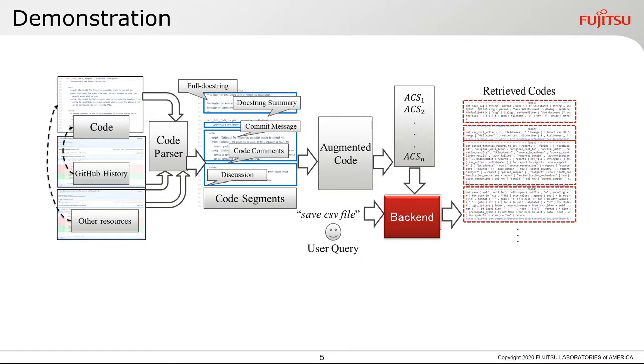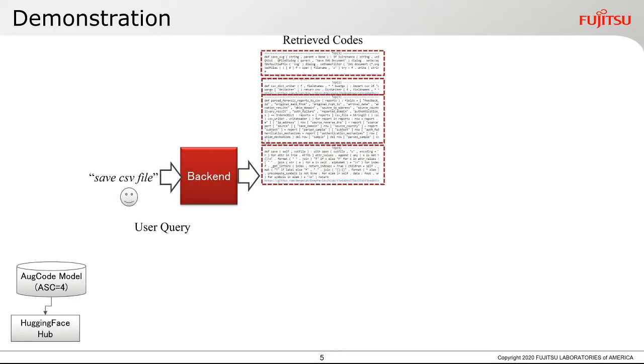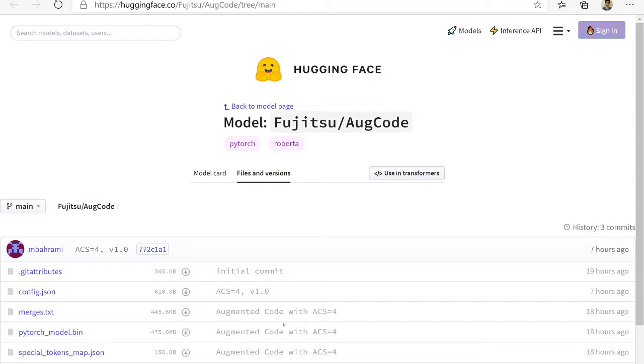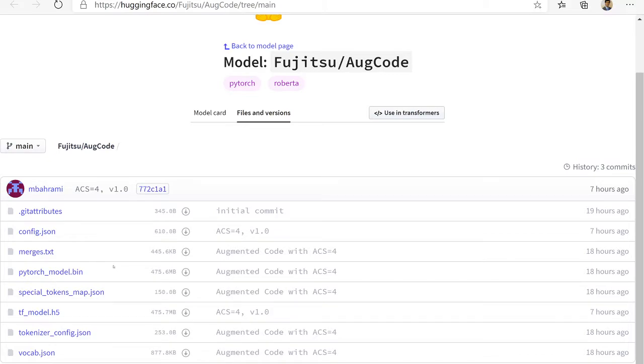In this demonstration, I'm going to show how it looks to do this process. Let's assume that this model is the backend of any IDE. First, we need the code model, which we fine-tuned from CodeBERT, which outperformed our other models. We published this content on Hugging Face. If you look at this link, you will be able to access the content that includes the model in PyTorch as well as TensorFlow.